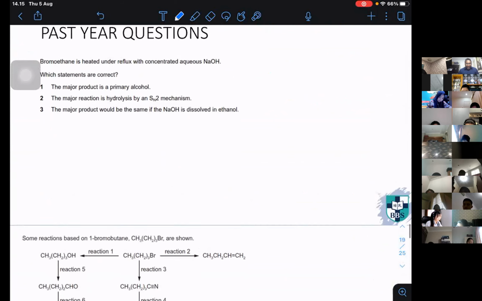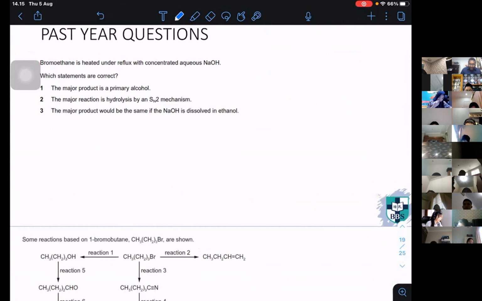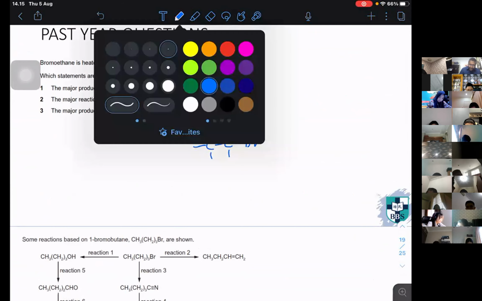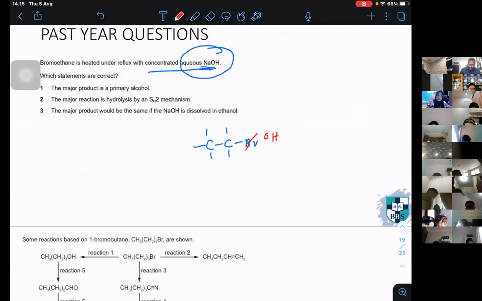Now, bromoethane is heated under reflux with concentrated aqueous sodium hydroxide. I think the most important thing is aqueous sodium hydroxide. With aqueous sodium hydroxide, you are going to get nucleophilic substitution where you get an alcohol. Let's say they say bromoethane, so this is Br. When I react it, you will get OH. I need to check, this is going to be a primary alcohol. So the major product is a primary alcohol, correct?